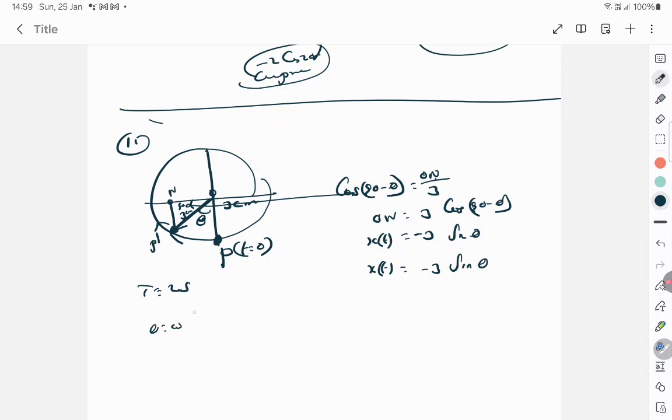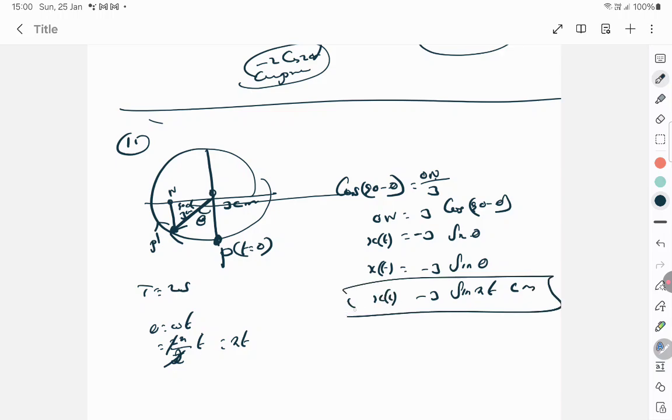Theta is equal to omega into small t. Omega is itself 2 pi by capital T into small t, and capital T has been given in the question as 2 seconds. So 2 and 2 get cancelled, so pi t is your theta. So you can write minus 3 into sin pi t centimeter. This is my x of t.